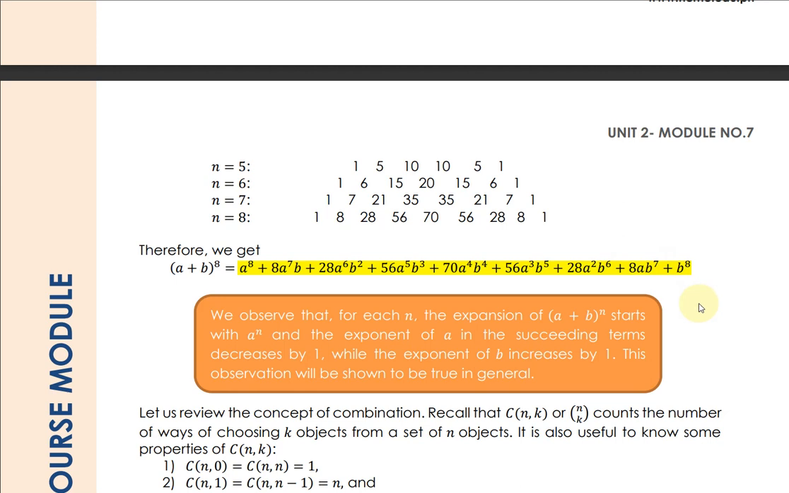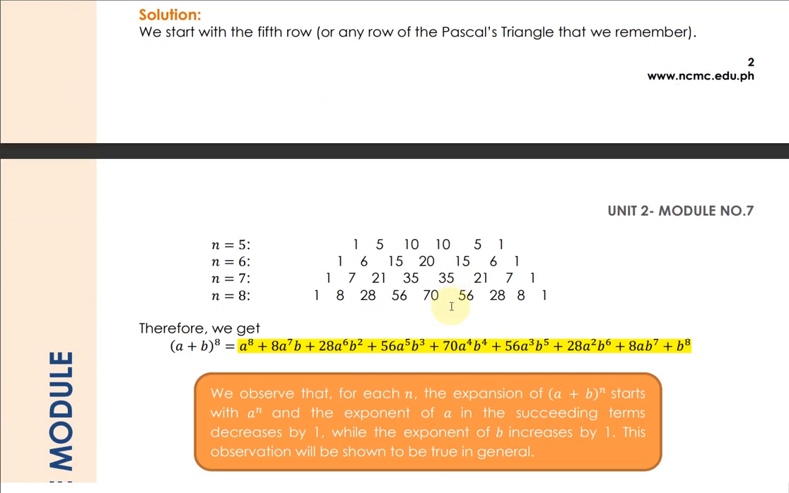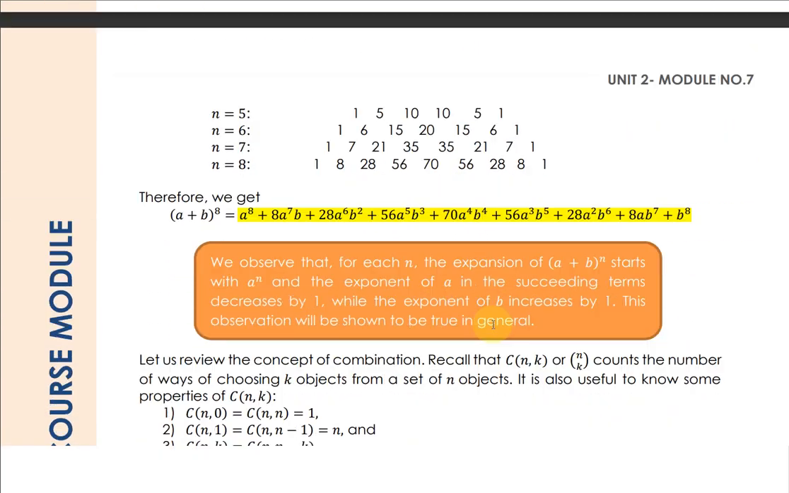So, we observe that for each n, the expansion of a plus b to the power of n starts with a to the n, and the exponent of a in the succeeding terms decreases by 1. So, as you can see, the exponent of a decreases, while the exponent of b increases. So that is a shortcut in solving. We no longer need to multiply this out. So, we can go directly to the answer for its expansion.